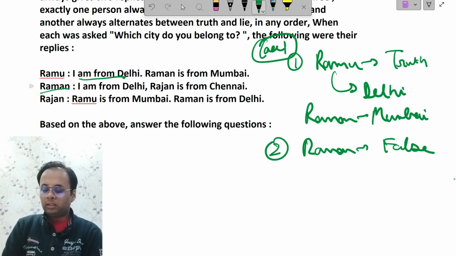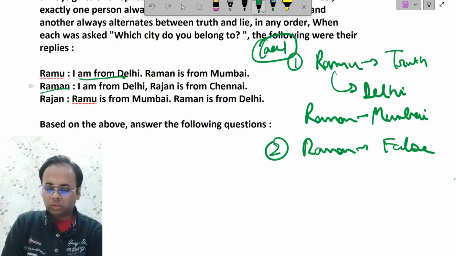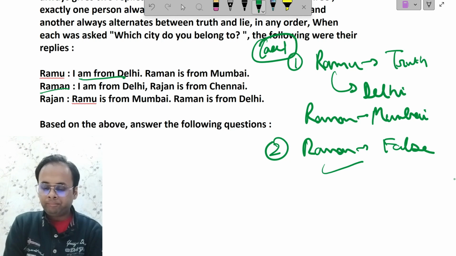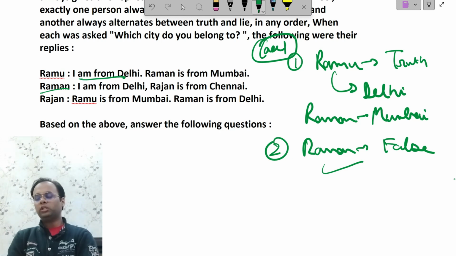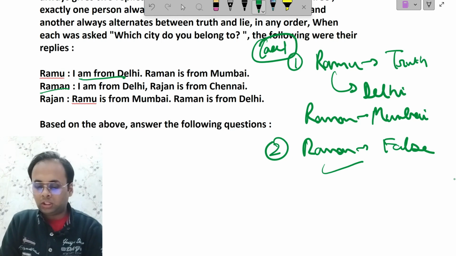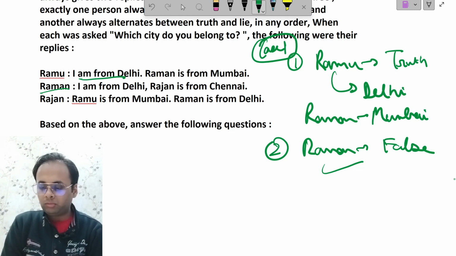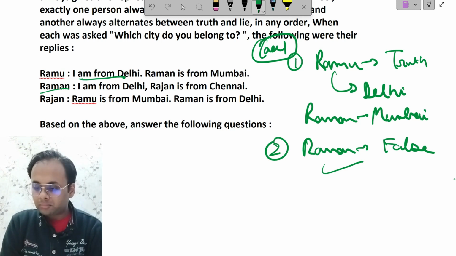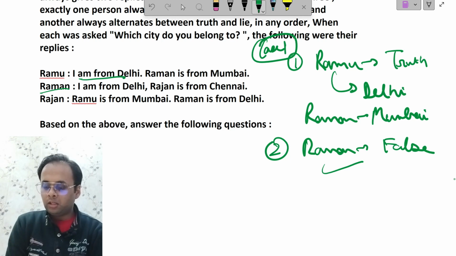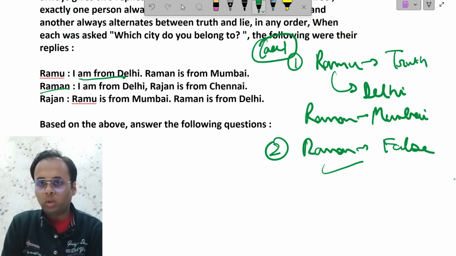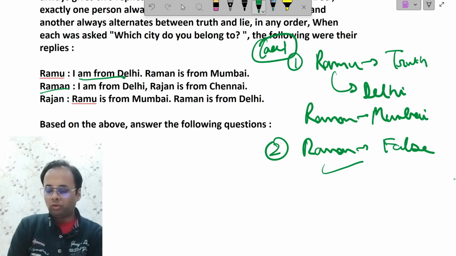Then comes Raman. Let us assume that Raman is telling false. So he says I am from Delhi, correct? Because as per our assumption, Ramu is from Delhi. Then he says Rajan is from Chennai. So if he is speaking false, then Rajan should not be from Chennai, because in that case Rajan should be from either Delhi or Mumbai. But we have already assigned Delhi to Ramu and Mumbai to Raman. It means Rajan should be from Chennai.